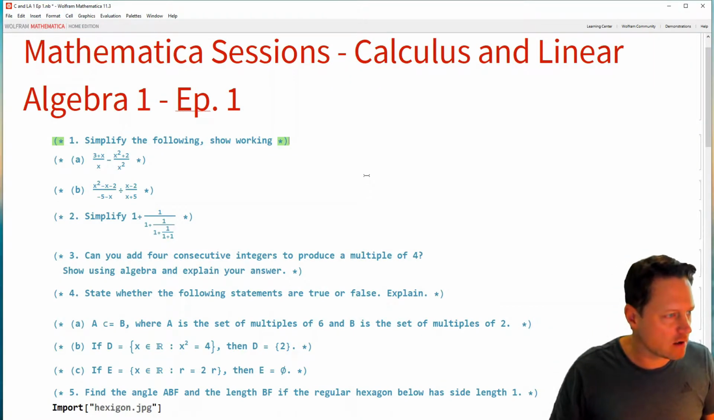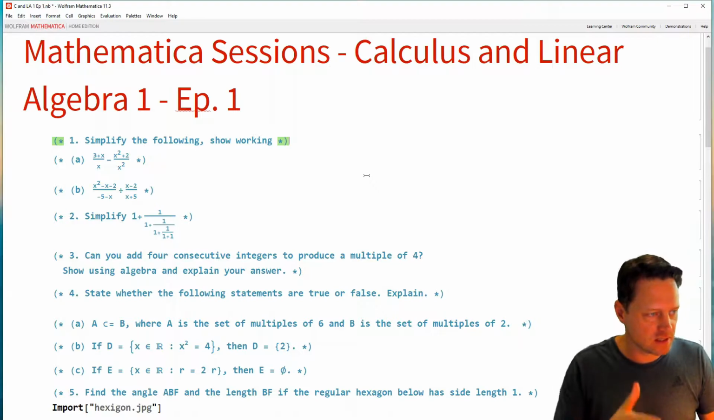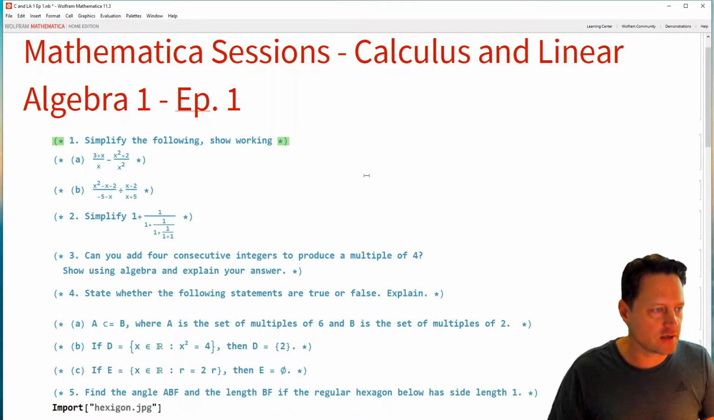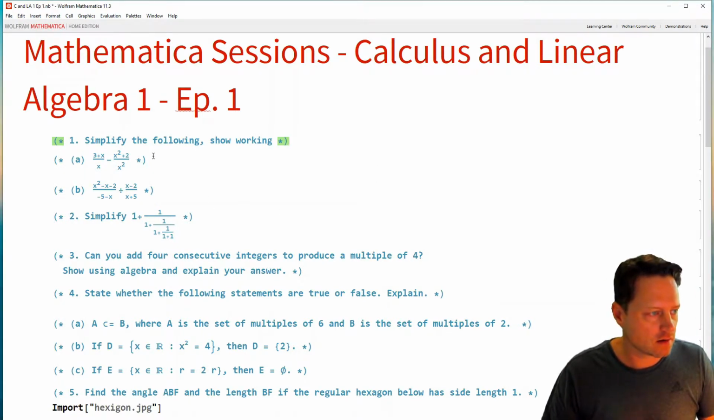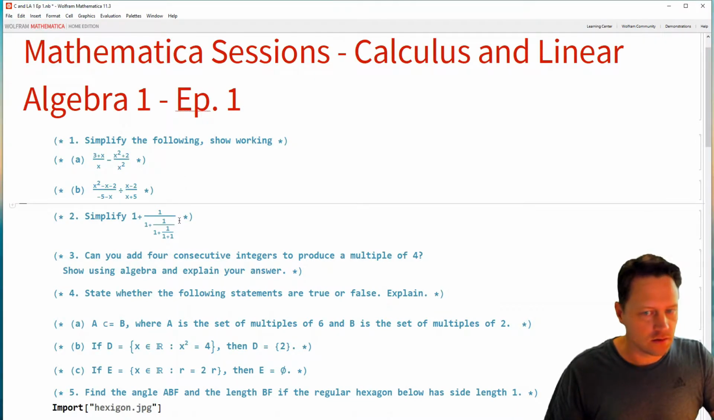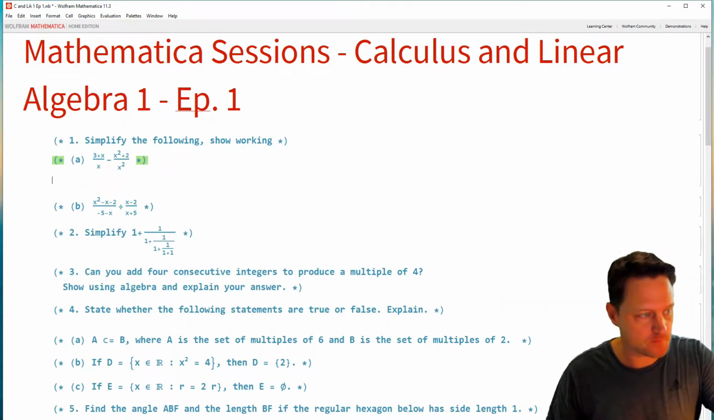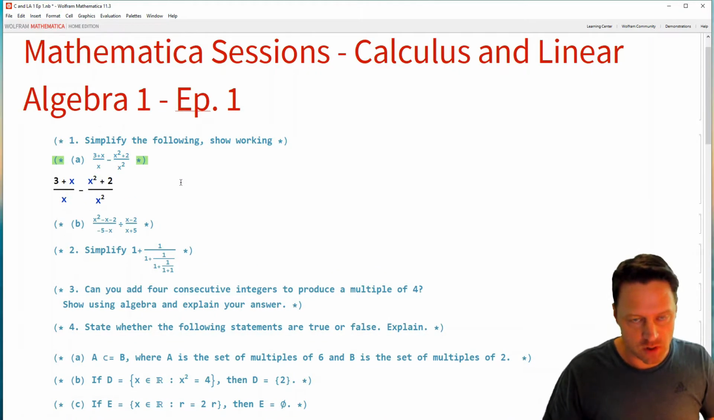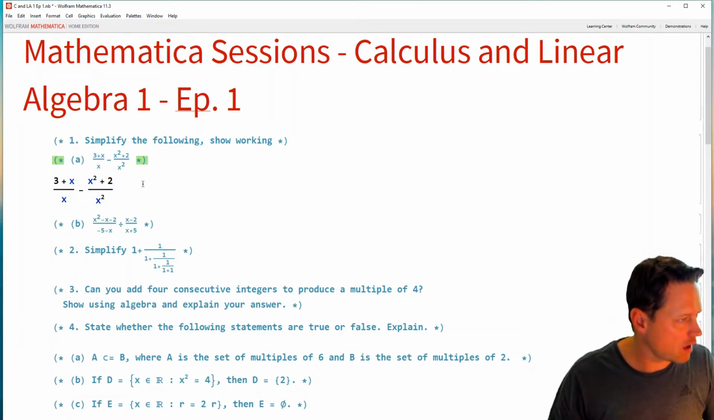Okay, well, let's begin our first problem. So this says, simplify the following showing the working. Okay, so we'll have a look at question A, and I'll do this in two ways. I'll do this by hand and then using Mathematica, and probably even Wolfram Alpha.